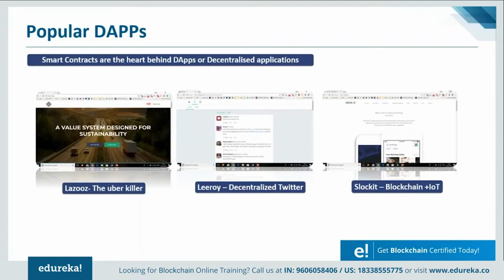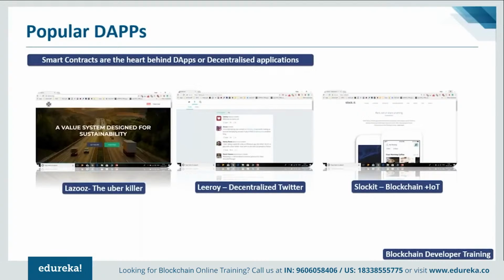Next up, we have Leroy. Leroy is a decentralized Twitter. Our online identity and data is particularly sensitive, and data breaches by centralized companies like Facebook, MySpace, Microsoft have made us realize how vulnerable we are.